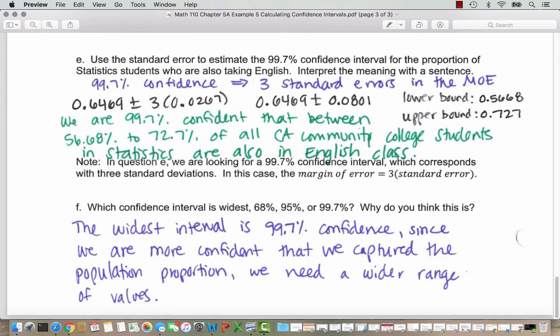Now you can imagine you could go so wide that your values aren't particularly helpful. Imagine if we went to like 10 standard errors, we'd be really sure, but our values would be something like 10% to 90%, which wouldn't be giving us a whole lot of information we couldn't have guessed on our own. So we want to try to balance the width of the interval with the range of the values. So in this case, 3 standard errors gives us a range from 56.68% to 72.7%. So that's still a narrow enough range to be helpful for us.